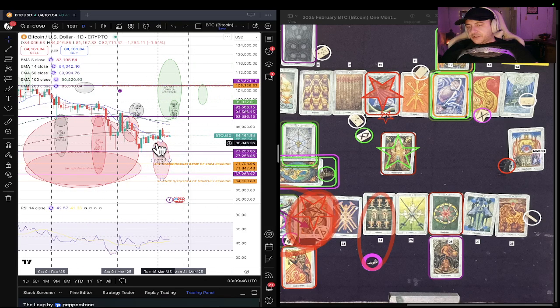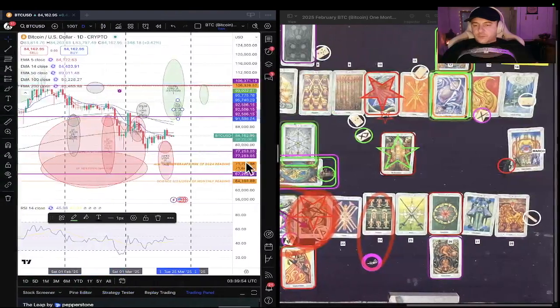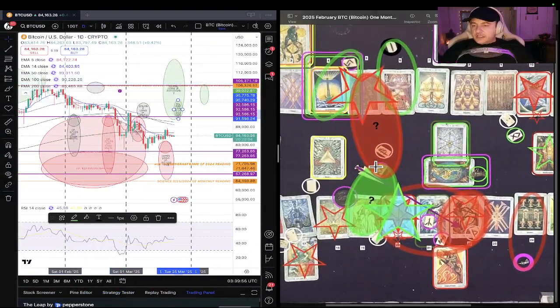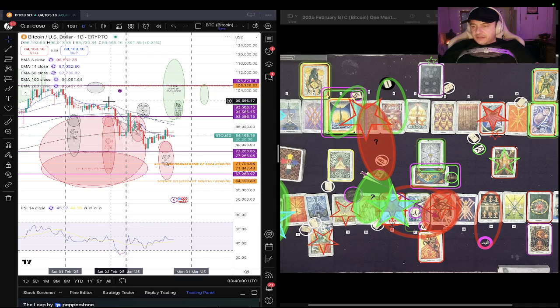We just poked into it down here, and now we're expecting to come up into highs for the month if everything goes according to plan. Very much so. This was pretty much on point, especially if you were to open up a short position here on the 19th. As advised, either on the 18th or the 19th, we would have had you open up a short position, and you would have closed out of it on the 21st, or if you didn't like that, you could have closed out of it on the 24th.